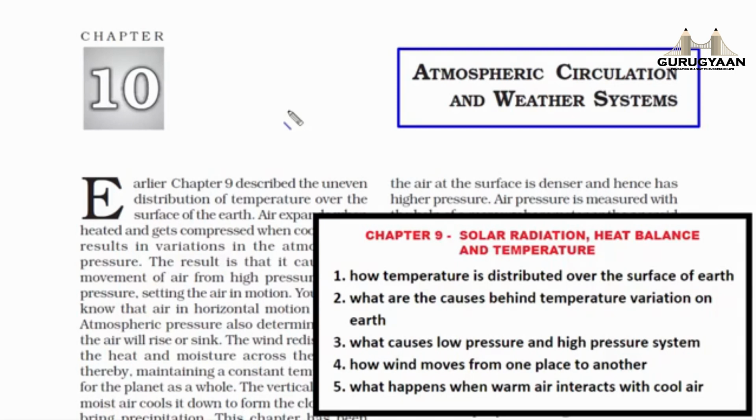Then how winds move from one place to another, what happens when warm air interacts with cool air, and how heat and moisture is distributed across the planet, which helps in maintaining the Earth's temperature. So we have read about all these things in the previous chapter.